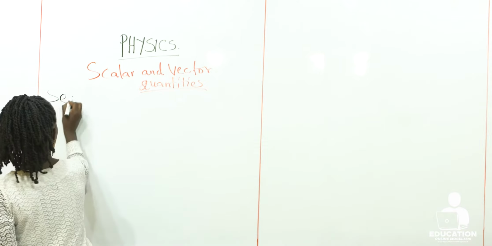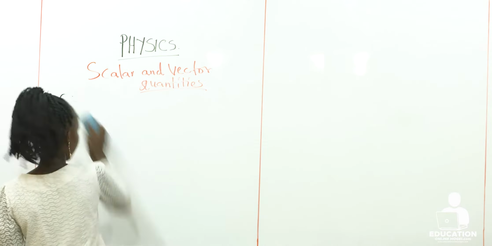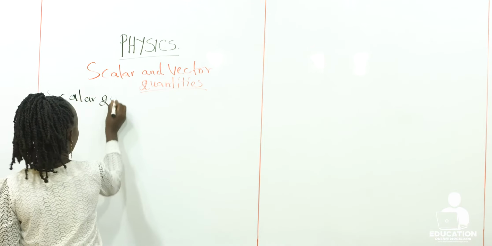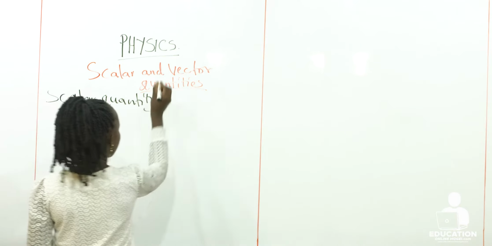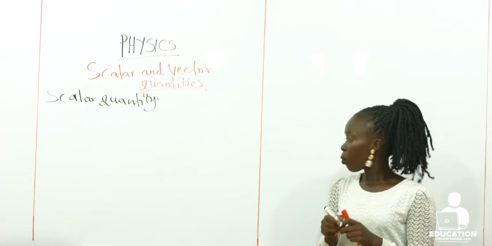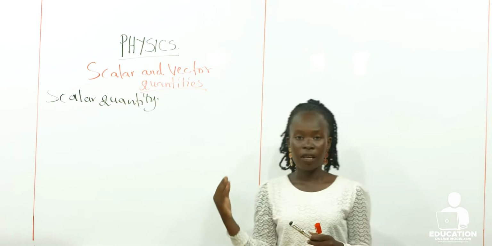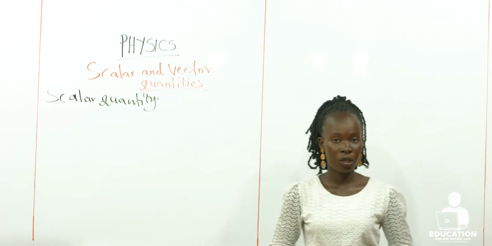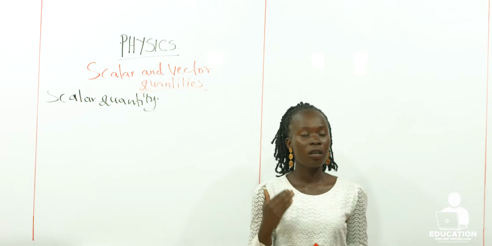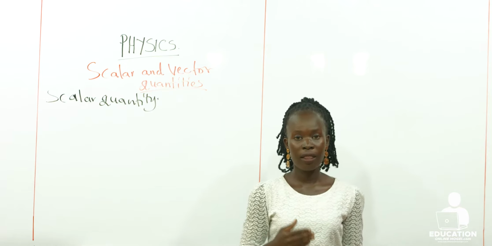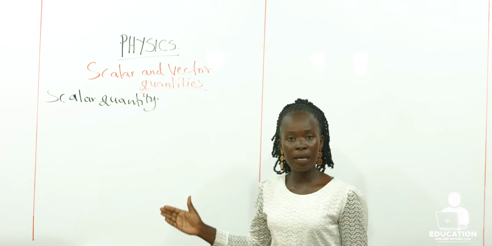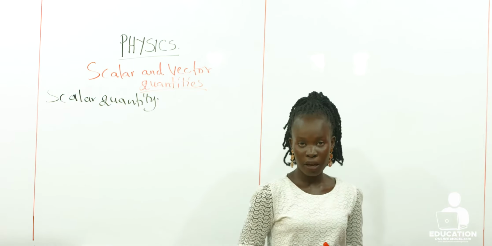We have scalar quantity. How can we define scalar quantity? With scalar quantity here, we are dealing with quantities that only have magnitude, or we can say the size. These quantities do not have direction. You cannot say that they take a specific direction, because already putting it under scalar means that it does not have a specific direction it takes.